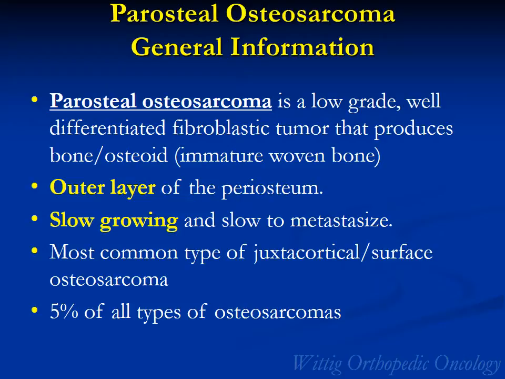Okay, let's start with talking about parosteal osteosarcoma. A parosteal osteosarcoma is a low-grade, well-differentiated fibroblastic tumor, meaning that there's fibrous tissue that you're going to see that produces bone or osteoid or immature woven bone. It comes from the outer layer of the periosteum, hence it compresses the periosteum up against the bone. It does not elevate it. You will not see a periosteal reaction with it. It is slow growing and slow to metastasize and infrequently metastasizes. It's the most common type of juxtacortical or surface osteosarcoma. It constitutes 5% of all types of osteosarcomas.